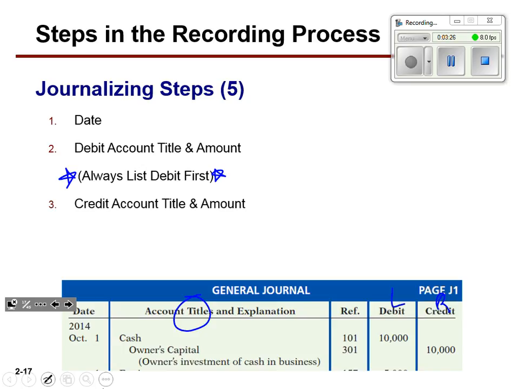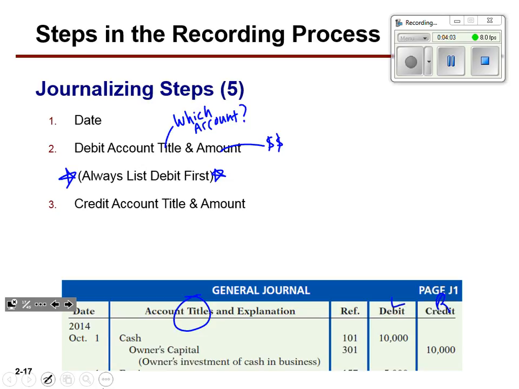Followed by the credit, and then its title and amount. So when I say title, that means like which account? Is it cash? Is it supplies? Is it owner's equity, or excuse me, owner's capital? Is it drawing? So which account, and then what dollar amount? Can I stop down here and say debit means increase, credit means decrease? I can't. It really depends on which account it is.